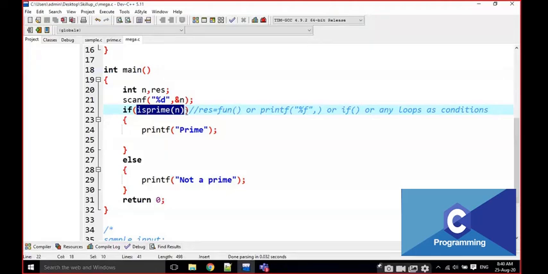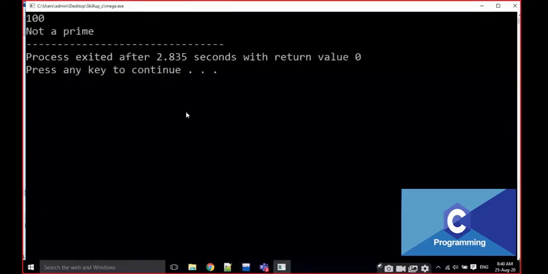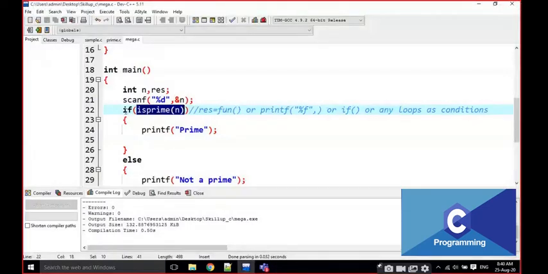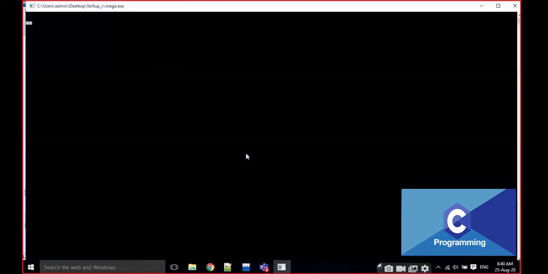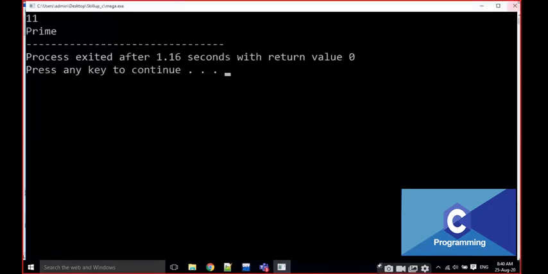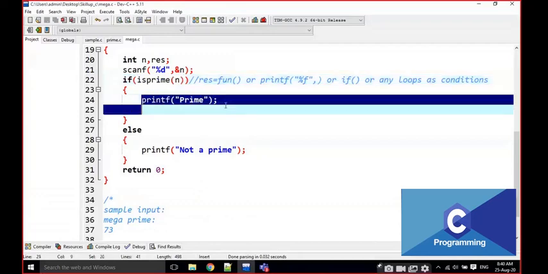Okay, it is returning something. Is prime of n? Yes, it is giving 1. Then, for example, if I am giving 100, it is returning 0. Then if of 0, it is going to print not a prime. For example, if it is 11, it returns 1. If of 1, it is going to return prime here.